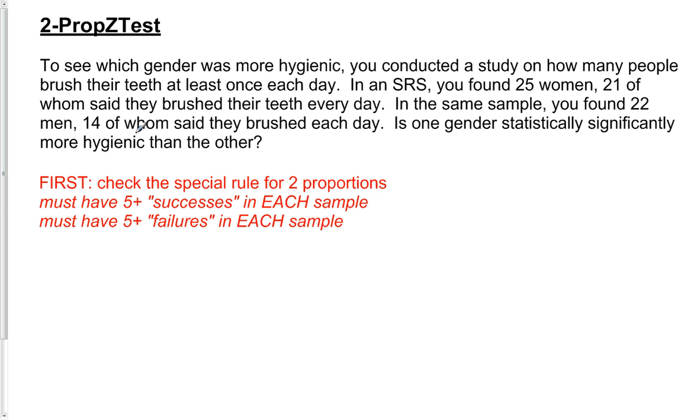Let's try another one, except this time let's compare two proportions to each other to see if they're different, kind of the way that you would compare two sample means and see if they are different. To see which gender was more hygienic, you conducted a study of how many people brush their teeth at least once a day. In an SRS, you found that 21 out of 25 women brush their teeth every day.